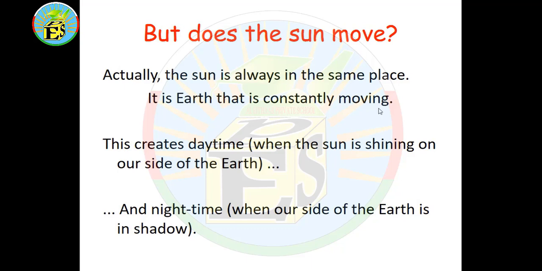The earth is moving. When the earth moves around the sun, it creates day and night. The half of the earth which faces the sun has day. The other half which is not facing the sun has night.